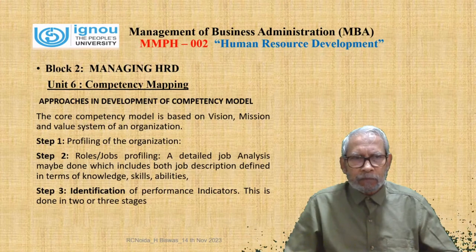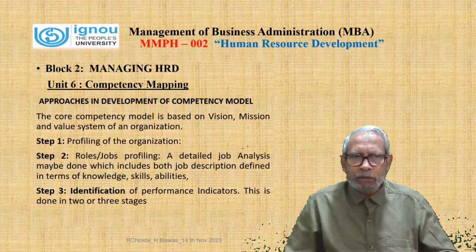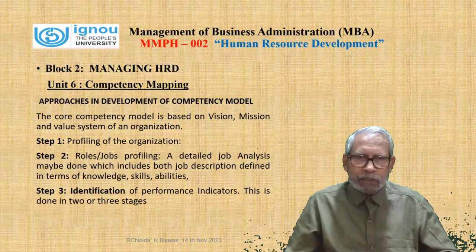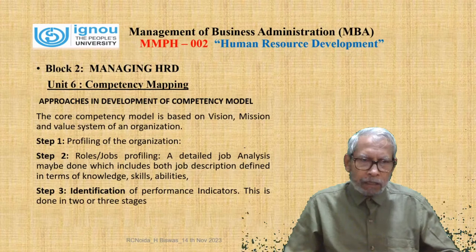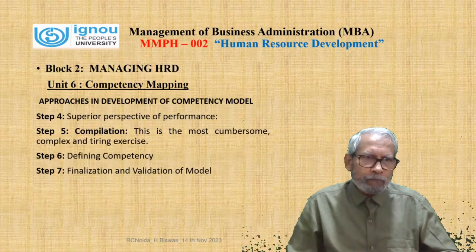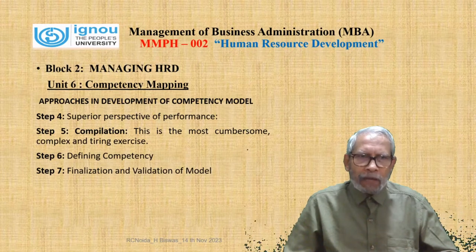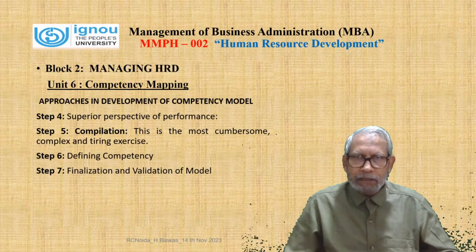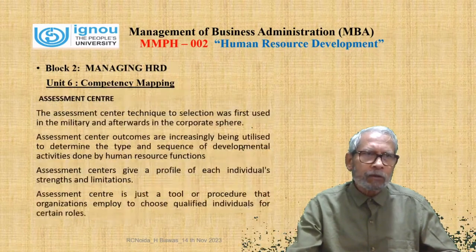There are so many approaches. First is profiling of the organization. First you have to see the profile of the organization. Second step is role or job profiling. Through this job analysis, you can fix the tasks. Third step is identification of performance indicators. This is done in two or three stages. Fourth step is the superior's perspective of the performance. Fifth is compilation, because of its complex nature. Sixth is defining the competency. And seventh is finalization and validation of the model. So this is all our things.